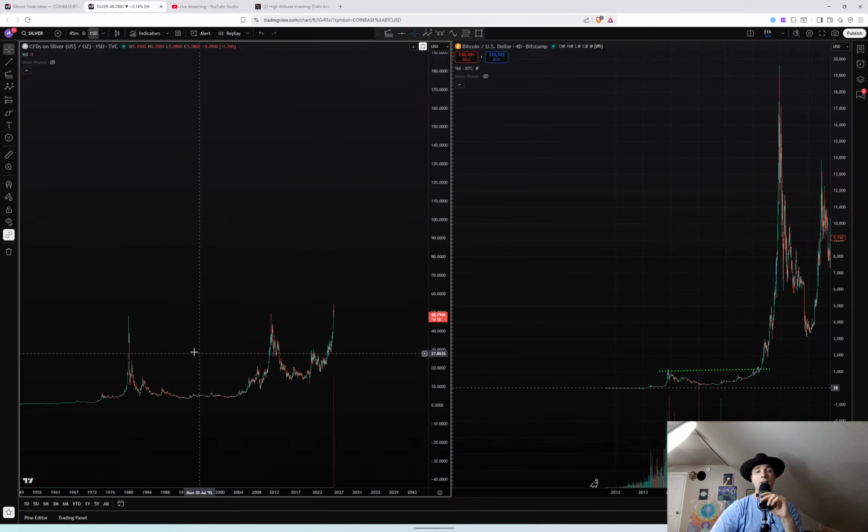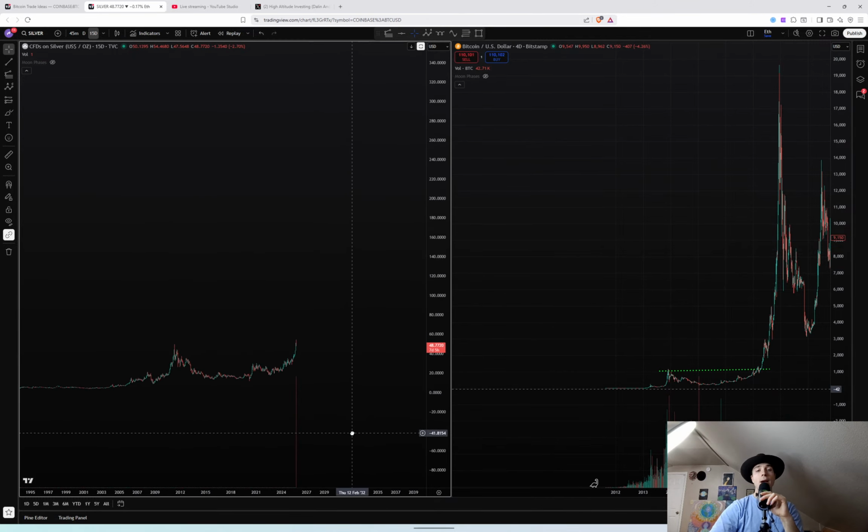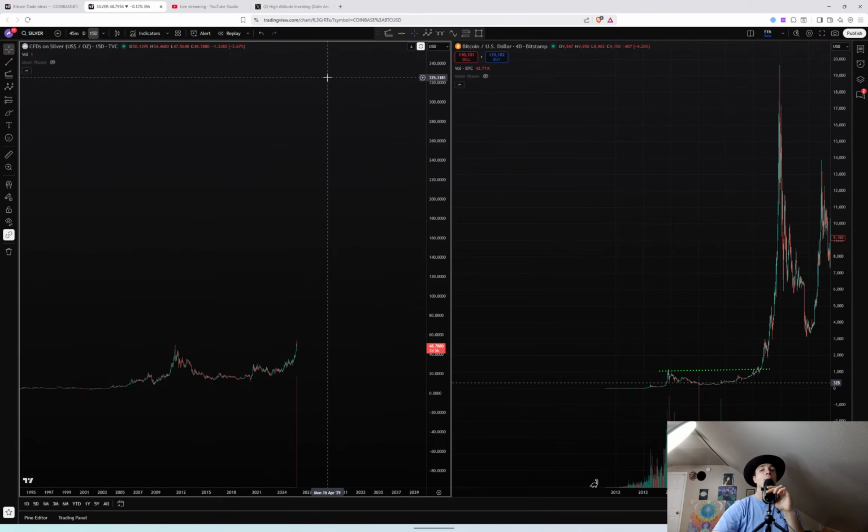Now, how high is silver going to go? I have no idea, but this is a huge cup and handle. It looks exactly like Bitcoin back in the day. It could go pretty high before it finally stops going up, because of the context of what's happening in the bigger cycle here on silver.